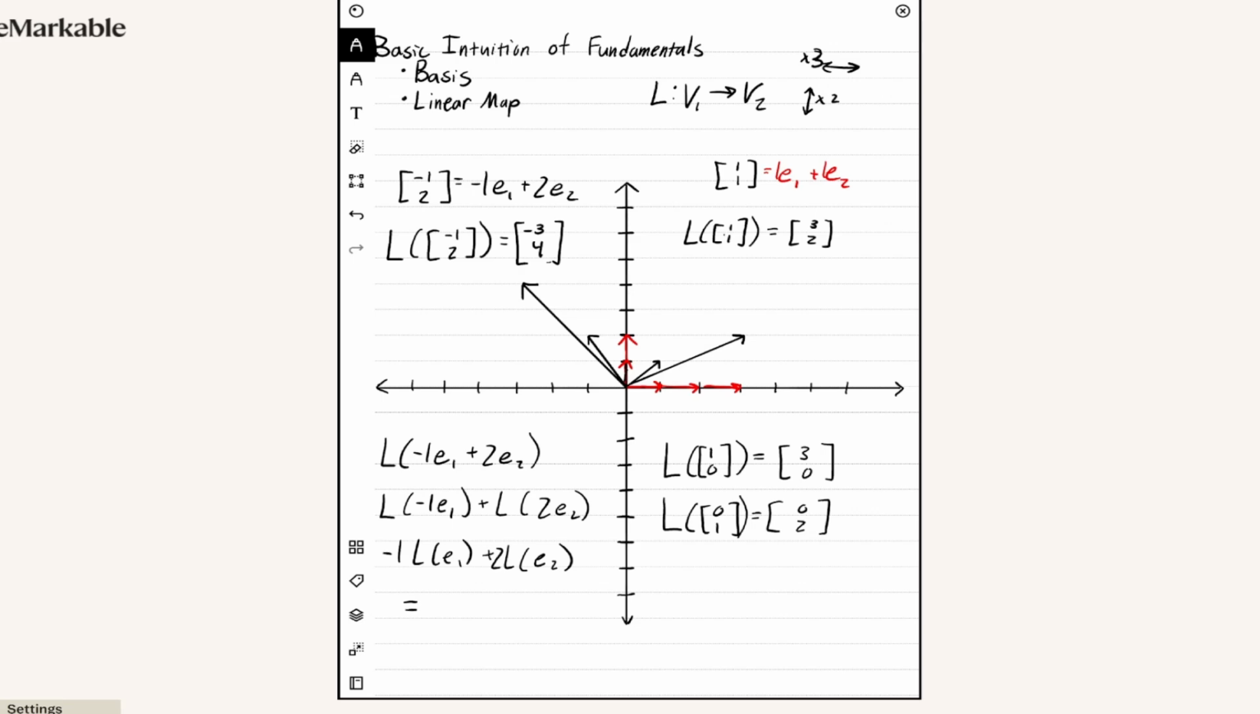And then this will be negative 1 times 3, 0, plus 2 times 0, 2. And then again, you get the vector negative 3, 4. Oh, 4. My bad.